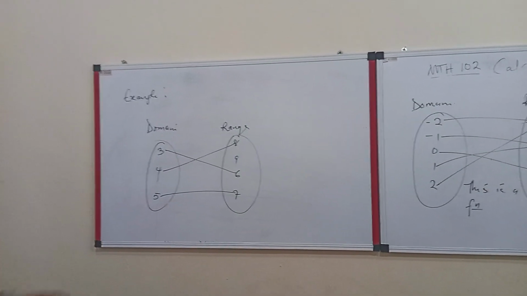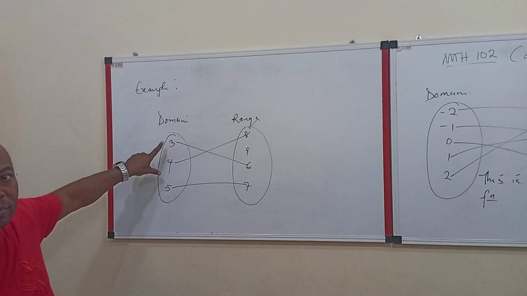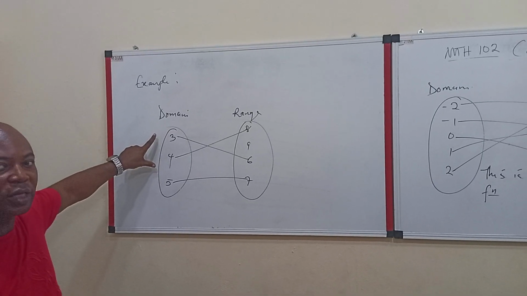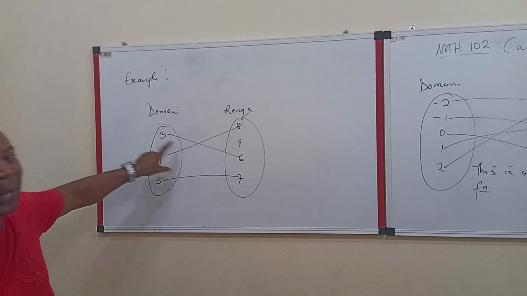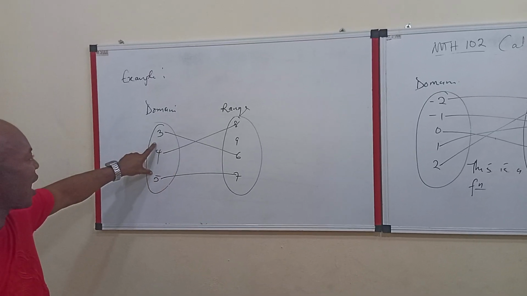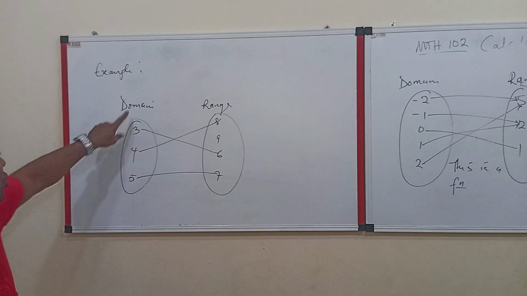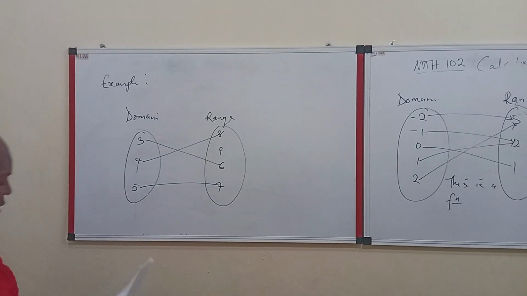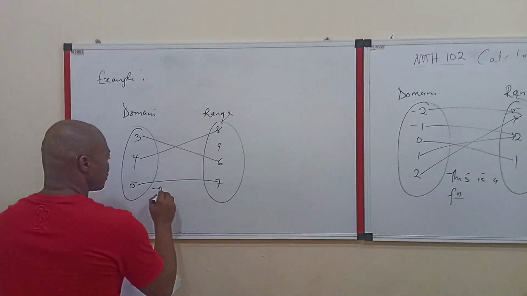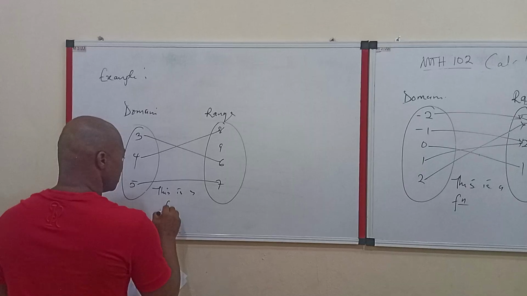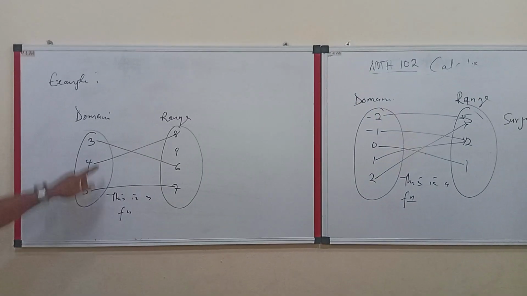Now look at this one. This other one, you can see that all the values here are mapped out. All the values in the domain are mapped out. So it's a function. This is a function because all the domain values are mapped out.